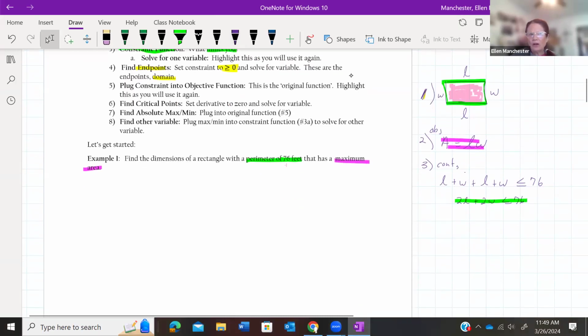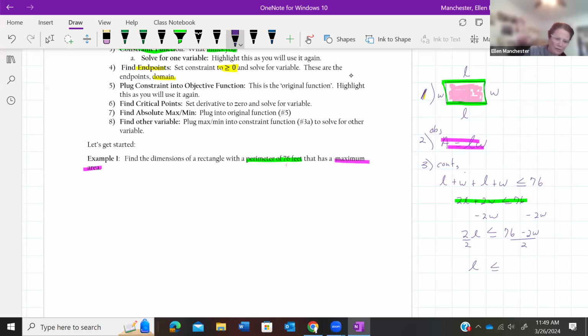Okay, so now I'm going to solve. That's what 3A is. I'm going to solve for one variable. I'm just going to pick L randomly. Doesn't have to be L. You could have picked W. That works too. But for this purpose, I'm going to just pick L to solve for. So I have 2L, and I can rewrite it with the inequality, or I can write it with an equal sign. It doesn't matter at this point. All I'm doing is solving for one variable. So I have L is less than or equal to 76 divided by 2, which is 38, and then 2W over 2 is minus W.